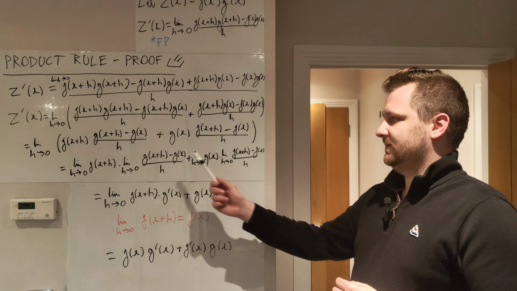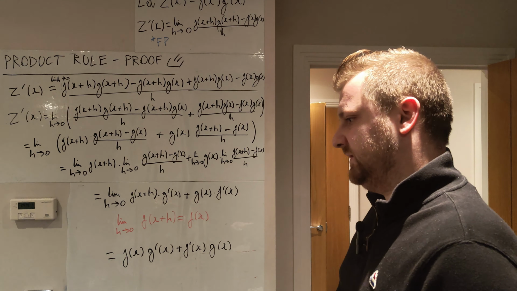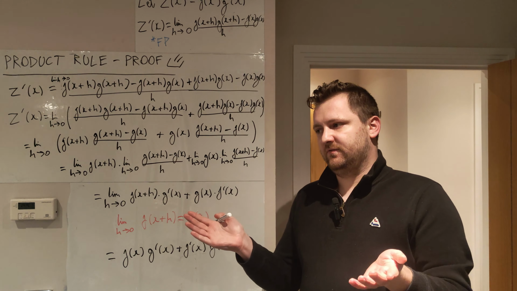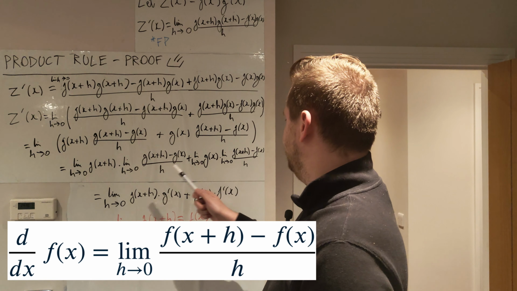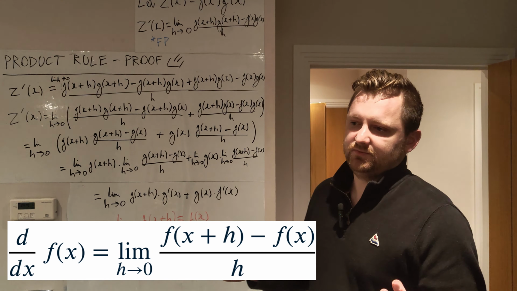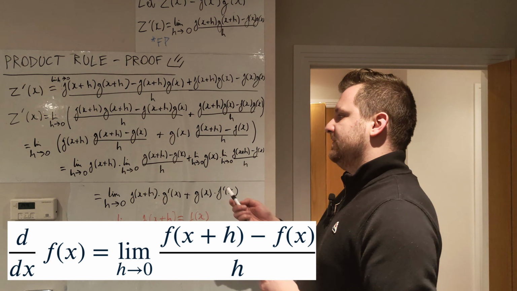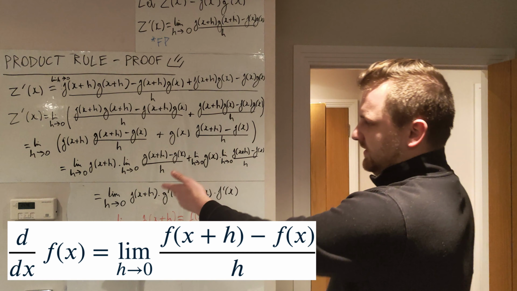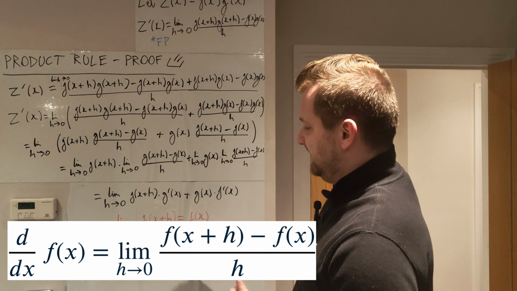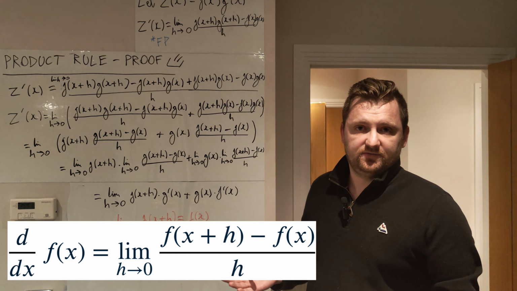So we haven't really done much. And the reason we've written it in this form is because if you look at first principles again, I'll pull it up on the screen. This is the form of first principles. So what does that mean? That means we can substitute this in for the appropriate g dash of x or f dash of x.